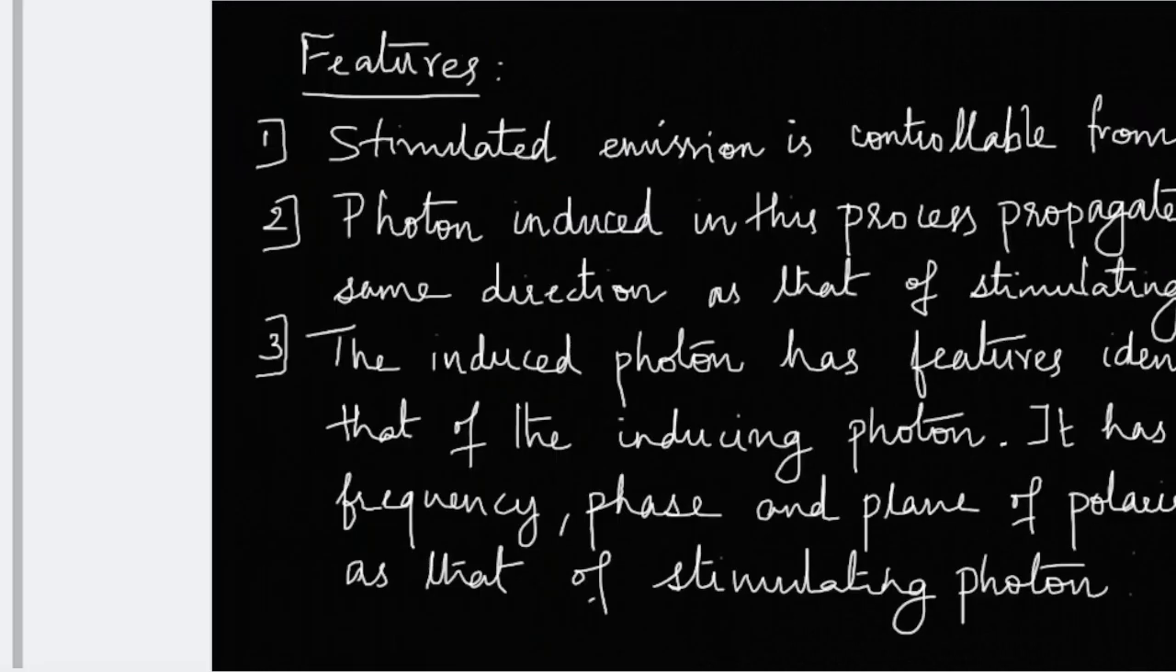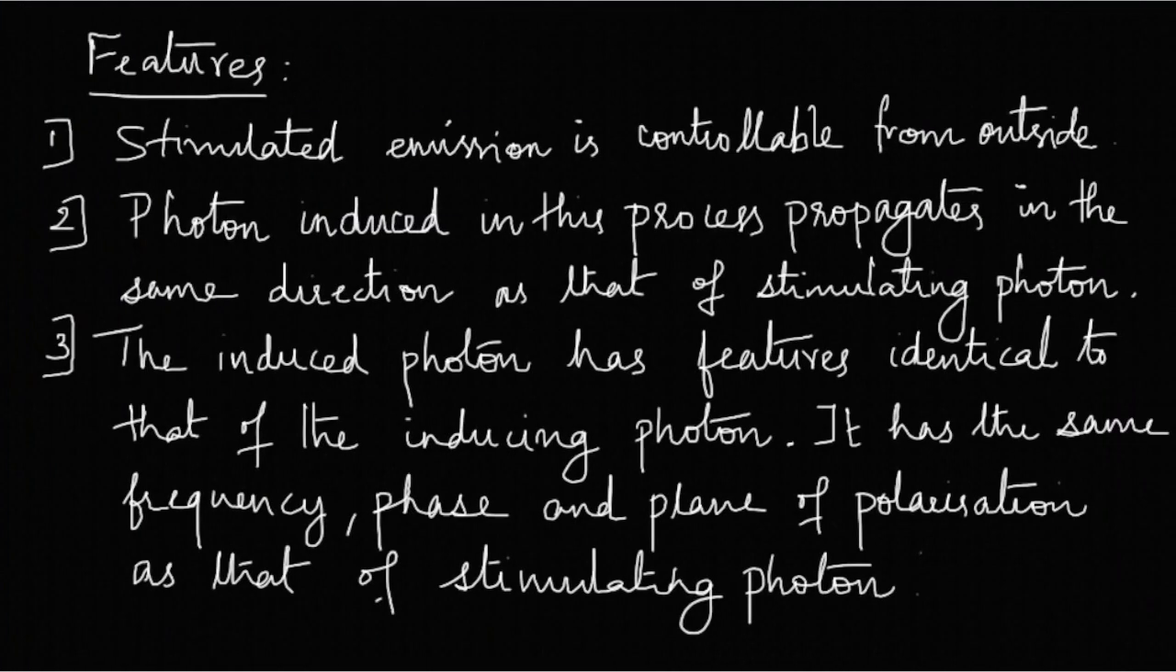So going to the features of this process, first and foremost, it is controllable from outside. Second feature being photon induced in the process propagate in the same direction as that of the stimulated photon. So this will be very important in the making of a laser, this property. Third feature is the induced photon has features identical to that of the inducing photon, and it has the same frequency, phase as well as plane of polarization as the stimulating photon.